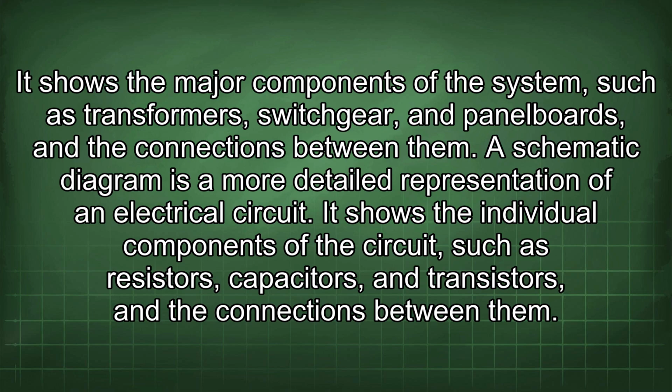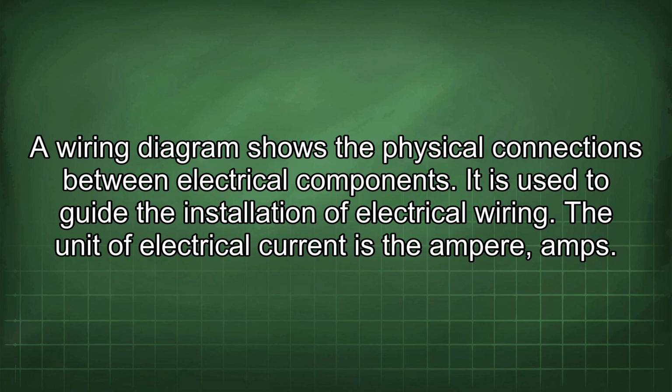A schematic diagram is a more detailed representation of an electrical circuit. It shows the individual components of the circuit, such as resistors, capacitors, and transistors, and the connections between them. A wiring diagram shows the physical connections between electrical components. It is used to guide the installation of electrical wiring.